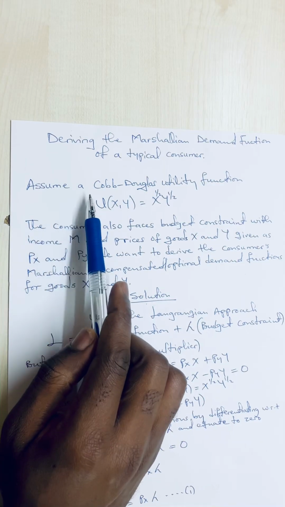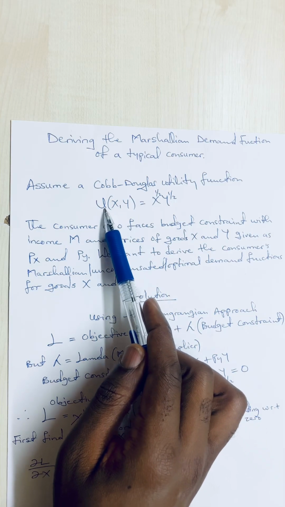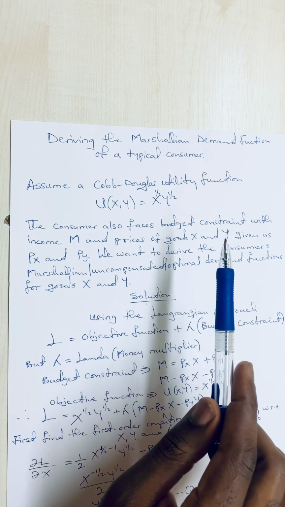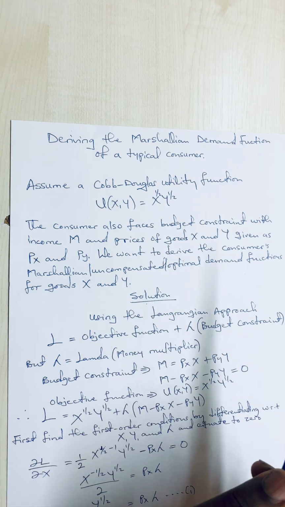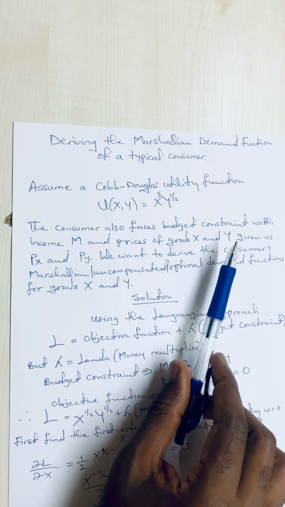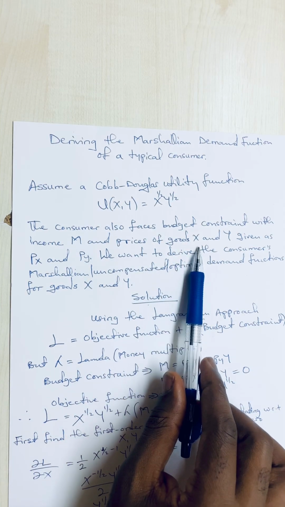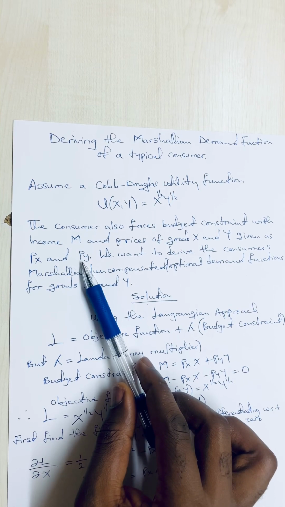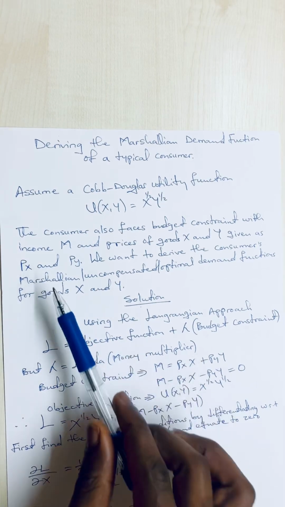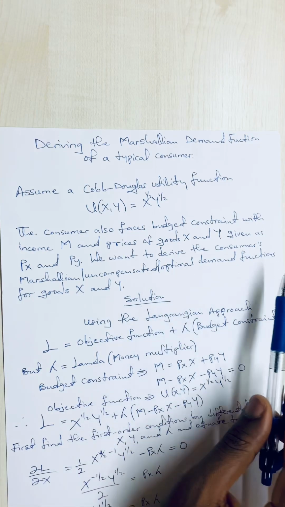So let's assume a consumer has a Cobb-Douglas utility function given as U(x,y) equals x^(1/2) y^(1/2). We know it's a Cobb-Douglas because if you add the powers, it should equal 1. So it's a constant elasticity of substitution function. The consumer faces a budget constraint with income M and prices of goods X and Y given as PX and PY. We want to derive the consumer's Marshallian or uncompensated optimal demand function for good X or Y.